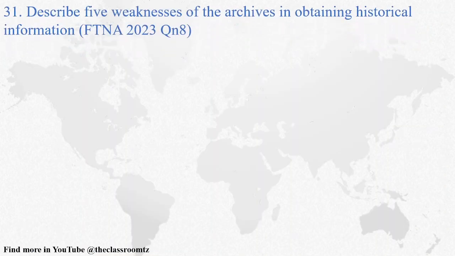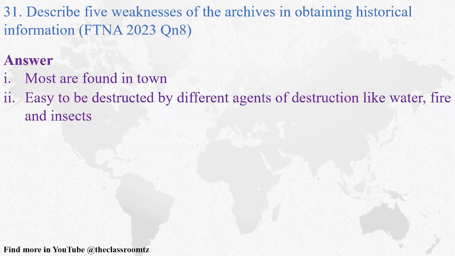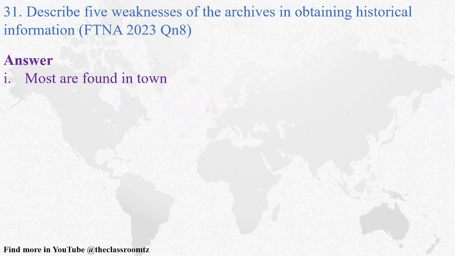Question number 31. Describe 5 weaknesses of archives in obtaining historical information. Archives, where we are putting those past documents. 1, most are found in town. That's the problem. Most archives are located in town, meaning that people coming from rural areas don't have access to the archive. Then it is selective, or there is a bias. And actually, we cannot build archives in the village.